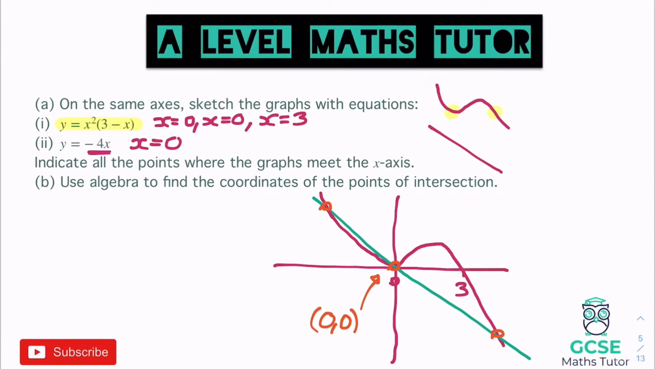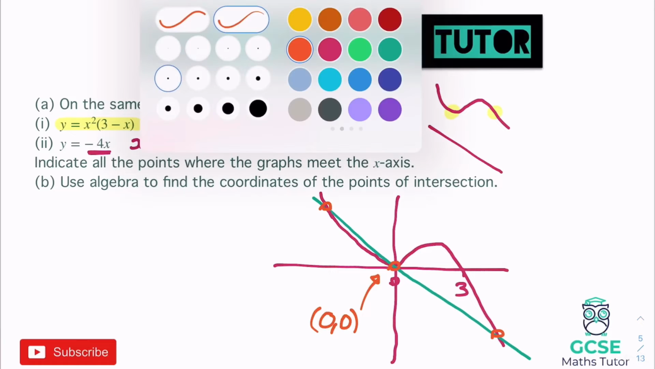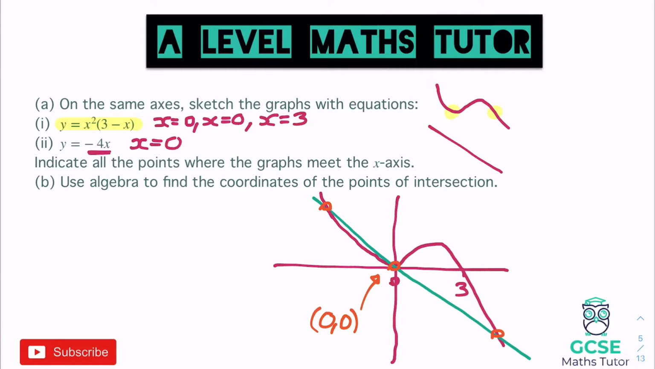So let's have a think about how we do this. Now, we know from the last questions, all we need to do is set them equal to each other. So if I take those two equations, the first one, which is x squared, brackets 3 minus x, I'm going to set that equal to the negative 4x. Now all I need to do, just like things we've done at GCSE, is make this all equal 0, so I need to get rid of any brackets and get everything on the same side.